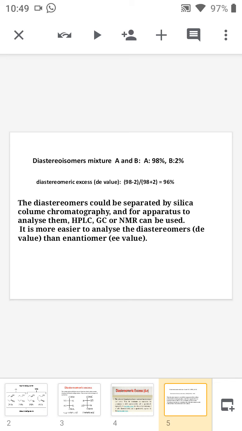The diastereomers can be separated by silica column chromatography, which is used as the apparatus to analyze them. There are a lot of instruments to separate them. HPLC, GC or NMR can be used, and it is easier to analyze diastereomers than enantiomers.